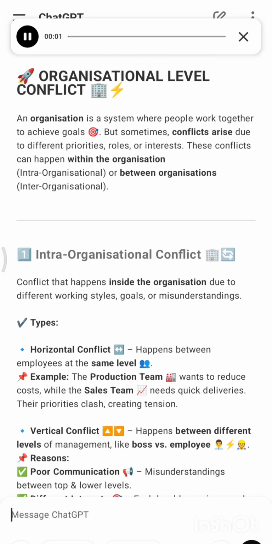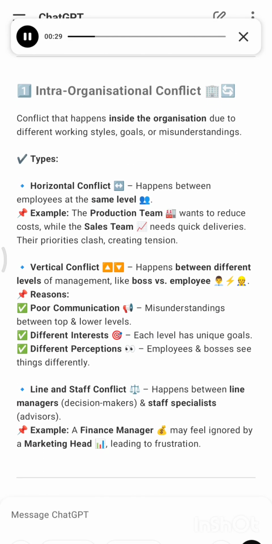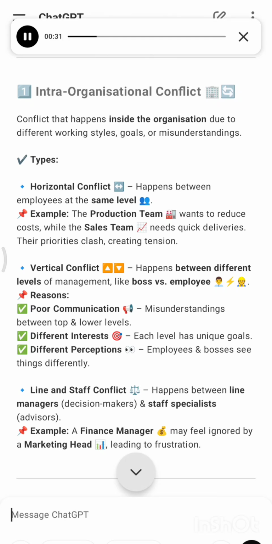Organizational level conflict. An organization is a system where people work together to achieve goals, but sometimes conflicts arise due to different priorities, roles, or interests. These conflicts can happen within the organization, intra-organizational, or between organizations, interorganizational. 1. Intra-organizational conflict. Conflict that happens inside the organization due to different working styles, goals, or misunderstandings.